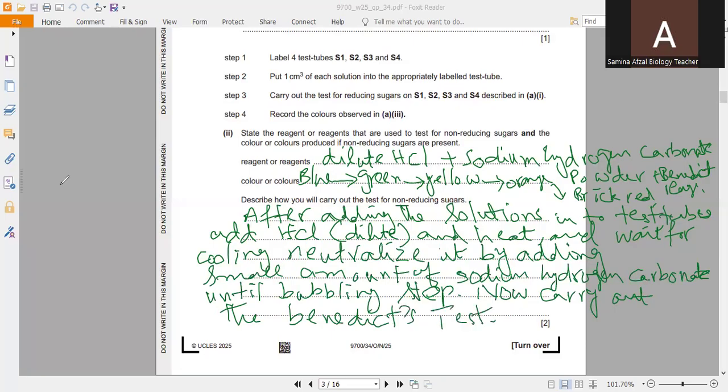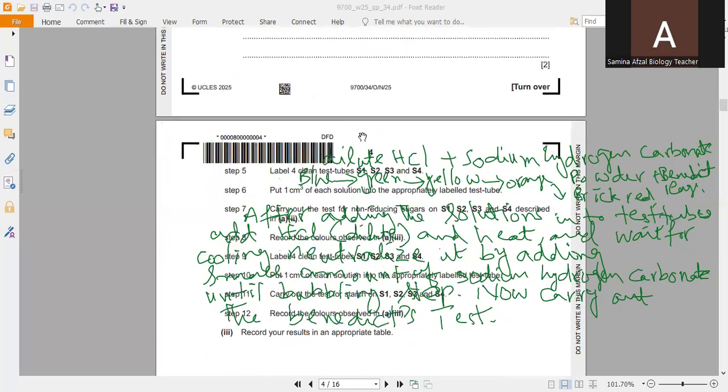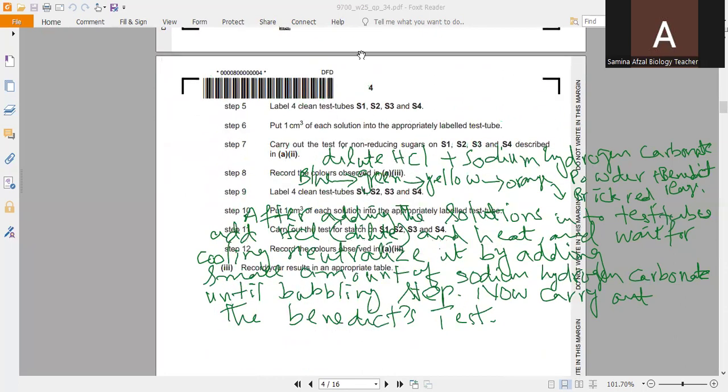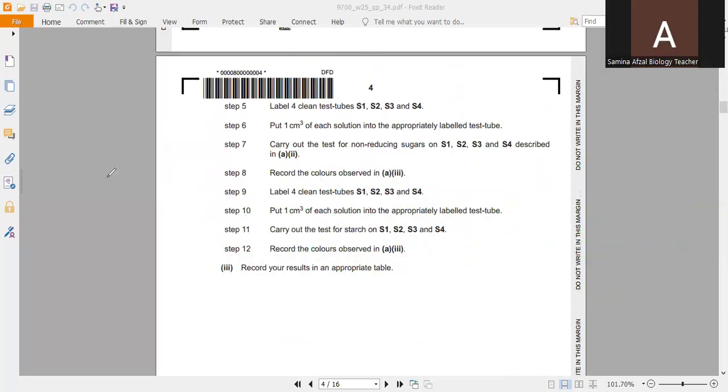As described earlier in the previous part of the question. So it means we have confirmed two tests, that is reducing sugar and non-reducing sugar. Now step 5 is label 4 clean test tubes S1, S2, S3 and S4. Put 1 cubic centimeter of each solution into the appropriate labeled test tube. Carry out the test for non-reducing sugar as described and record the colors observed.